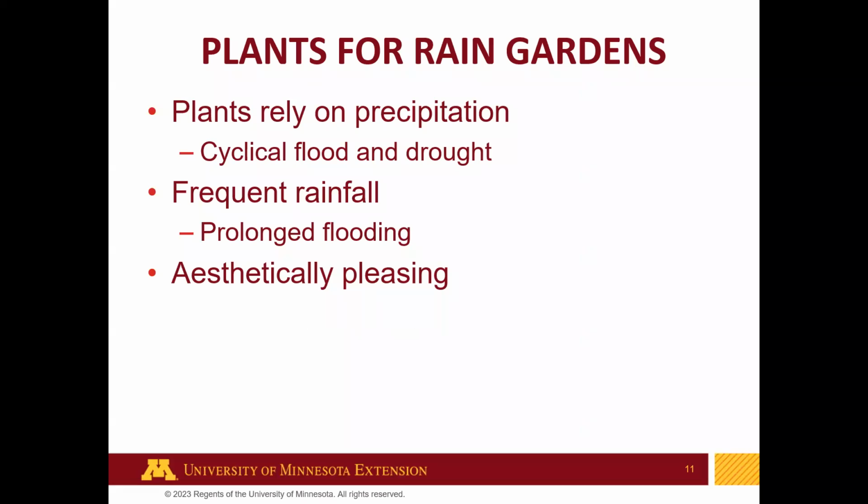And if we do happen to have frequent rainfall, we might have prolonged flooding in rain gardens. Therefore, they might even have to tolerate some duration of actual partial or even complete submergence, depending on the depth of the rain garden and the height of the plants growing there. And if these plants are going to be used for rain gardens in residential or even commercial areas, they need to be aesthetically pleasing.